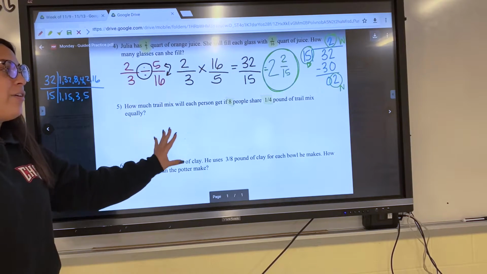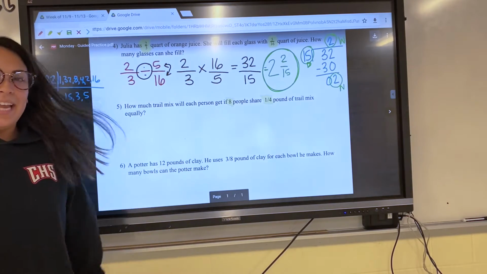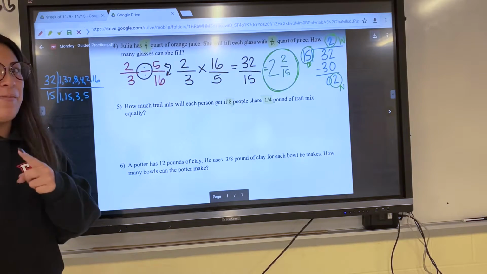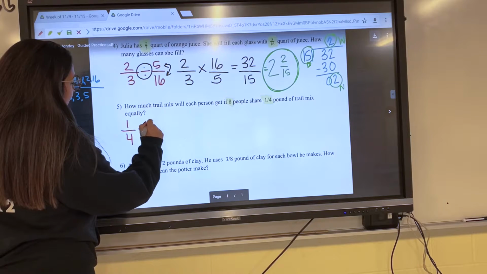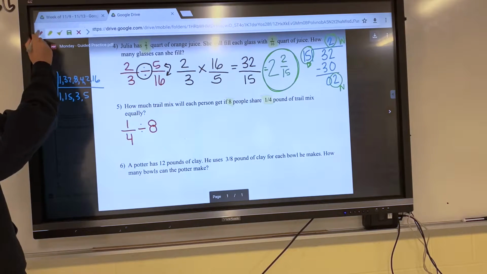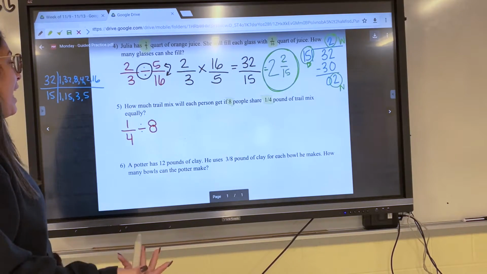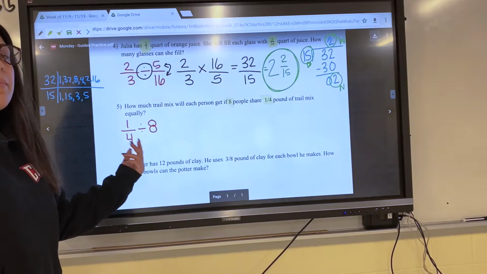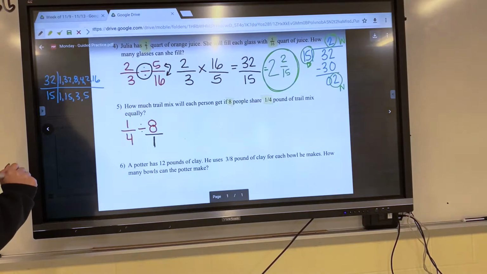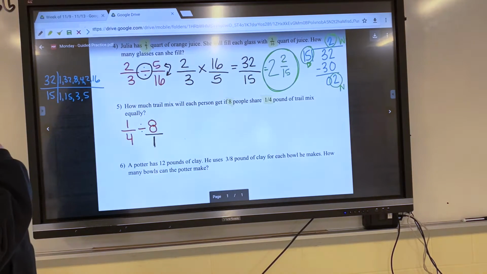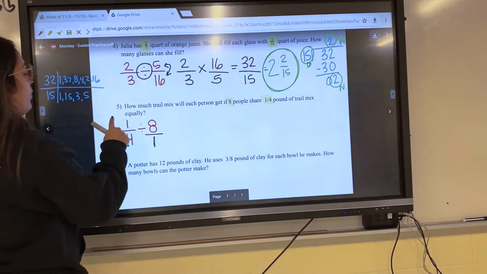So remember that. If you ever have to deal with people in a word problem, you're never going to divide people. We're not cutting people in fourths to give to trail mix. So think about that. So our problem is going to be 1/4 divided by 8. Now on Thursday, we learned that if you have a whole number, to make it a fraction, all you have to do is put a 1 underneath it. So every single time you have a whole number, you just put a 1 underneath it to make it a fraction. So now I can go ahead and solve.